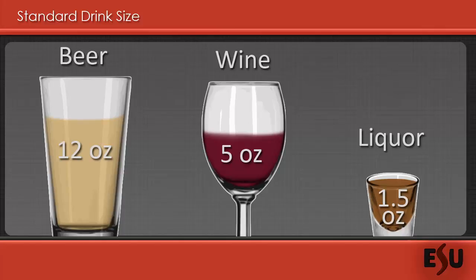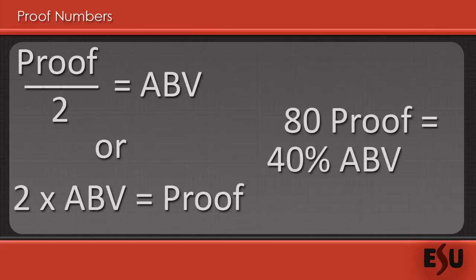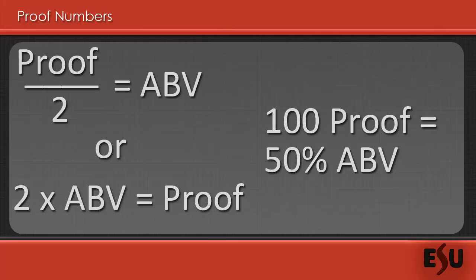As you may have noticed, some liquor is higher proof. So then, what do those proof numbers mean? Well, the formula is simple. Just take the proof number and divide it by 2 to get the alcohol content by volume. So 80 proof alcohol is 40% alcohol by volume. If a drink is 40 proof, it's 20% alcohol by volume. If it's 100 proof, it's 50% alcohol by volume, and so on.